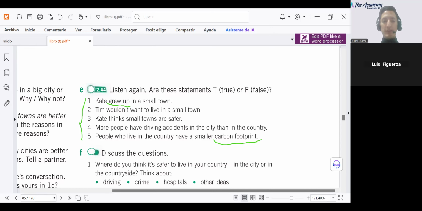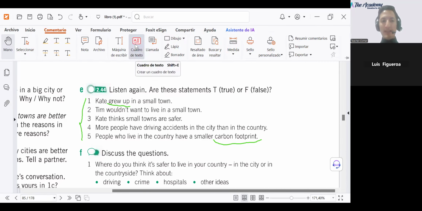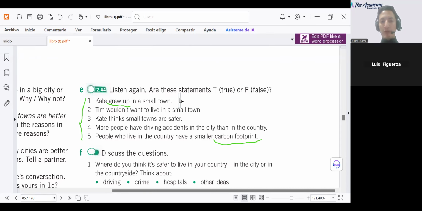Okay, so tell me, Luis, you got it, or repeat it one more time? You got it. Okay, so tell me. Number 1, Katie grew up in a small town, true or false? True. True, excellent. She said that she used to live in a small town, right? Got it? So there you go, my dear student, this is true.